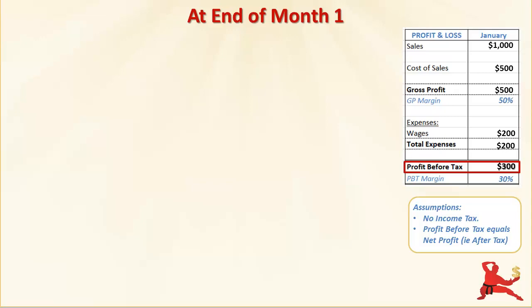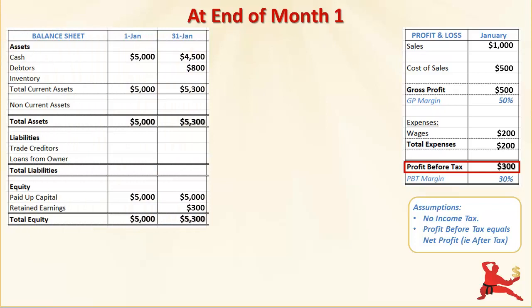So what did this month's trading do to your business's financial position? Your balance sheet as at the 31st of January has grown as a result of the profit you made. You put in equity of $5,000 on the 1st of January, and that's grown to $5,300. Assets have also increased to $5,300. But even though you made a profit, your cash went down by $500 to $4,500, and you've now got an asset called debtors on your balance sheet.